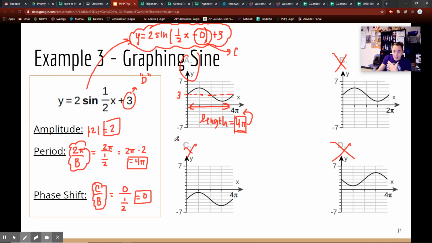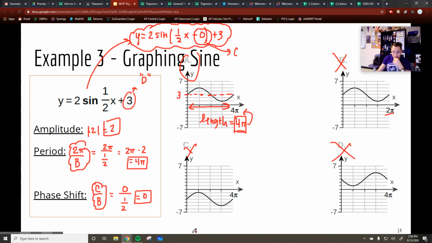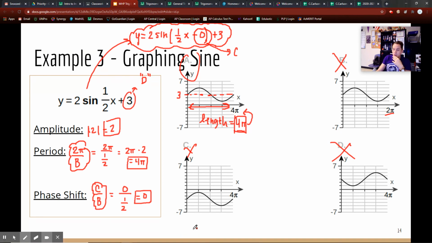What does that mean? It means that we're going to look at these, whether or not they shift horizontally. They don't shift horizontally, so the phase shift doesn't help us. The period is 4 pi, so it can't be B because that's 2 pi, and that's the length. And then it's positive 2, so it can't be D because that flipped it down. So it's either this or that. Now the D is the one that raises it up or brings it down.